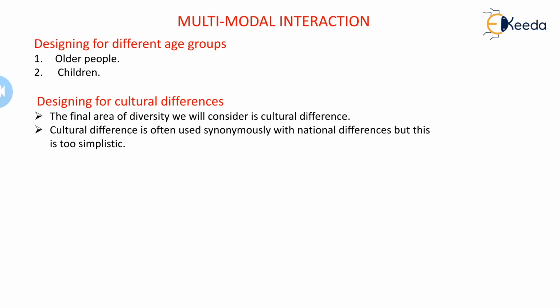Then, at last, we have designing for cultural difference. Now, the final area of diversity we will consider is cultural difference. Cultural difference is often treated as a synonym for national difference, but this is too simplistic. There are many contributions to a person's cultural identity, and any of them may be relevant in the design of a given system. We can draw out some key factors that we need to consider carefully.